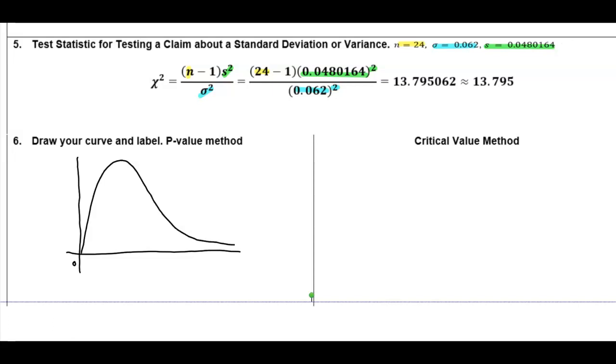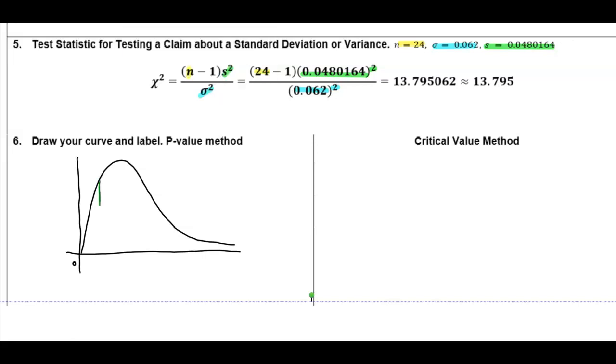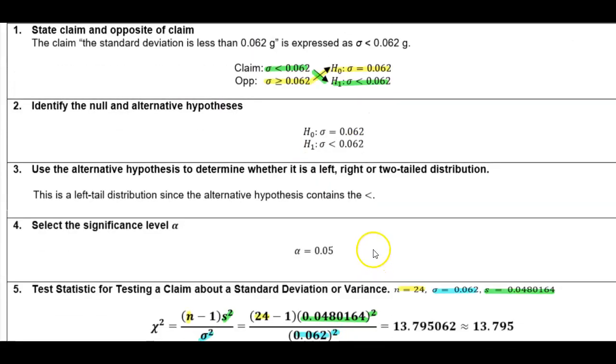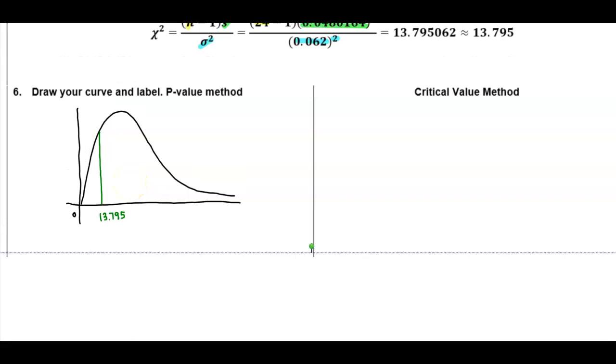And now what we want to do is put our test statistic. So our test statistic is 13.795. Now the reason why it's over here is because this is a left tail distribution, which means we're looking at the left tail. So now let's go ahead and shade the region that we want to find here. So this is the p-value that we would like. So we want to find the p-value for the chi-square distribution.